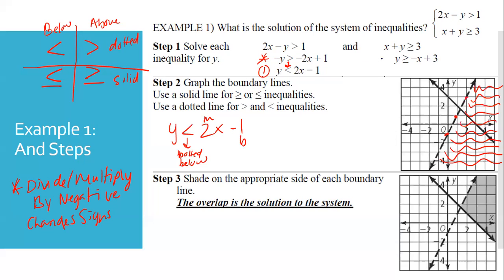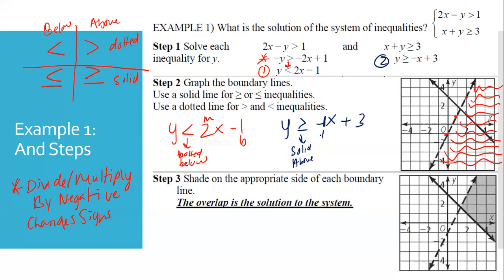Now let's look at equation 2. So equation 2, when we got y by itself, we were left with y is greater than or equal to -x plus 3. What does this inequality tell me? Dotted or solid? It is solid because it's equal to. And above or below? There's the one whisper, above. Why is it above? Because it's greater than. Do we see that?